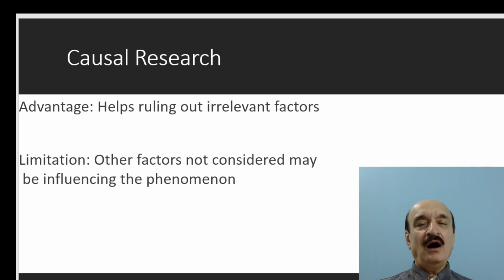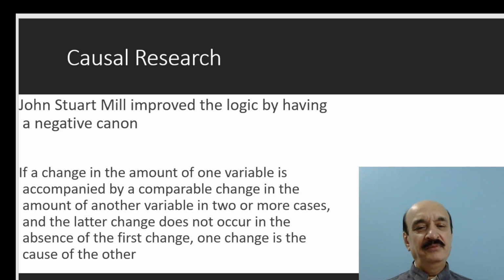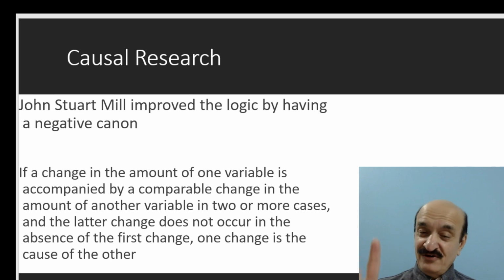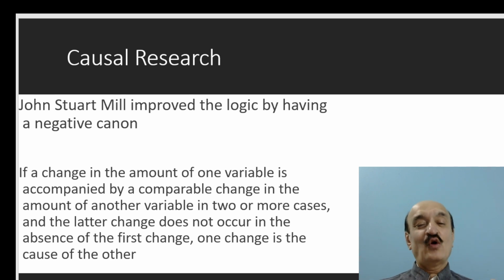But the problem is, other factors called extraneous variables have not been considered and they still may be influencing the phenomenon. So, in order to overcome this limitation, John Stuart Mill proposed a logic that if a change in the amount of one variable is accompanied by a comparable change in the amount of another variable in two or more cases, and the latter change does not occur, please note, latter change does not occur in the absence of the first change, then the first change or one change is the cause of the other.